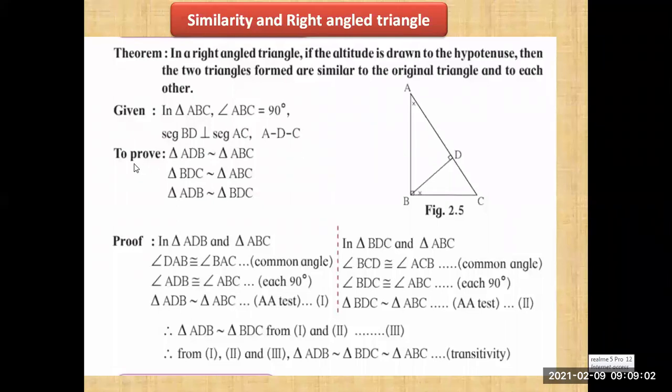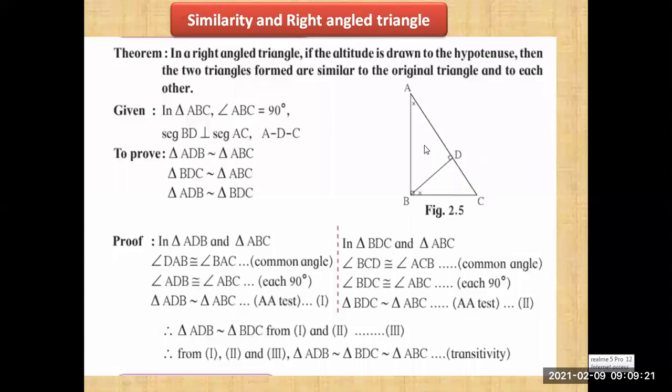Then what you have to prove? To prove triangle ABD is similar to triangle ABC, triangle BDC is similar to ABC, and the last one is triangle ADB similar to BDC. So let's start the proof.